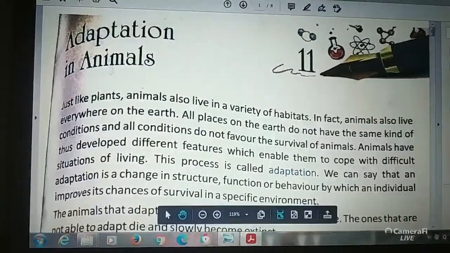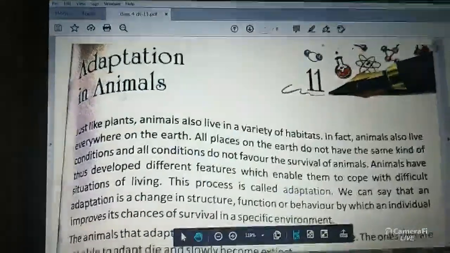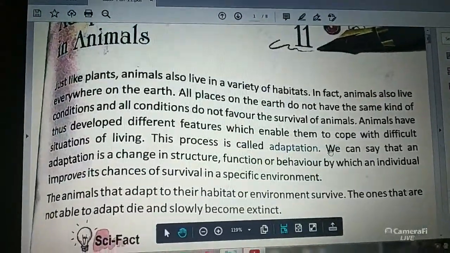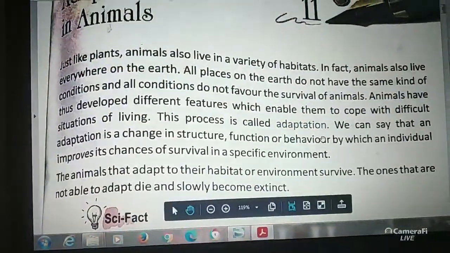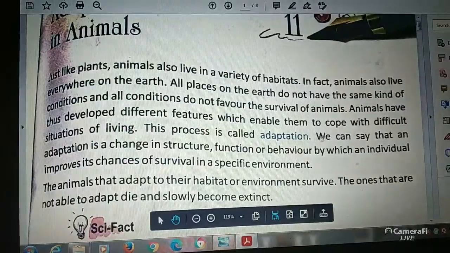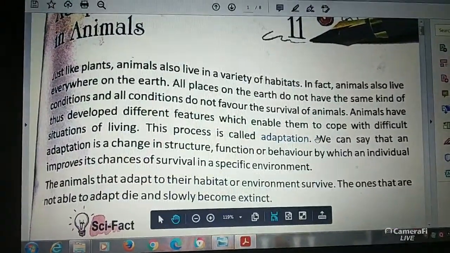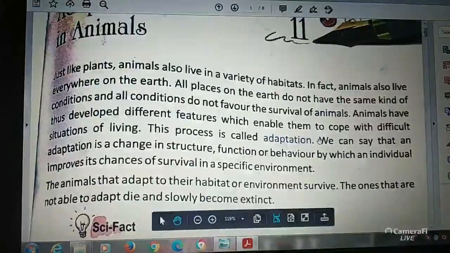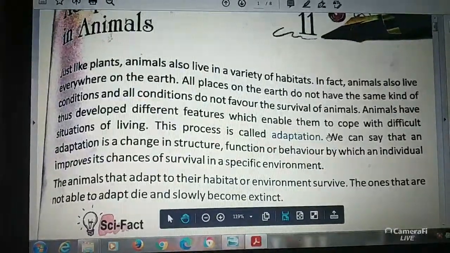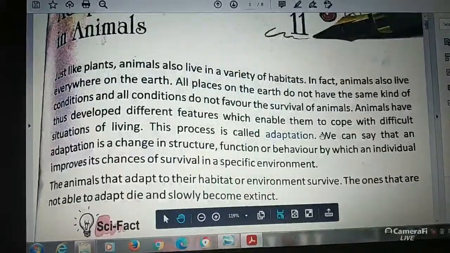What do you mean by adaptation? What do you mean by habitat? This definition was in chapter 10 also. But here also you are getting definitions for the same term. The terms are the same, but the definitions are not the same, word by word, line by line.